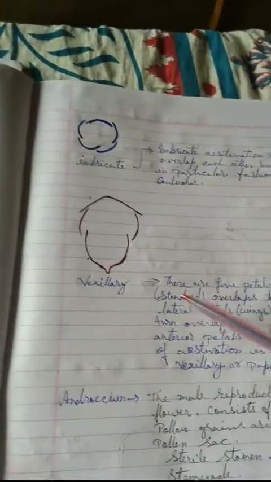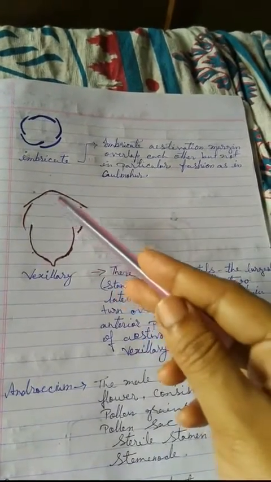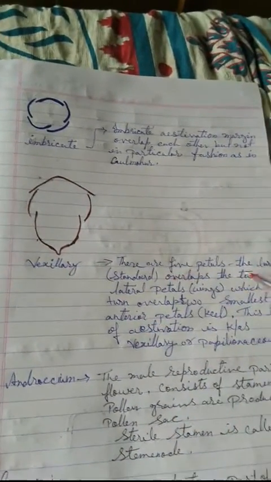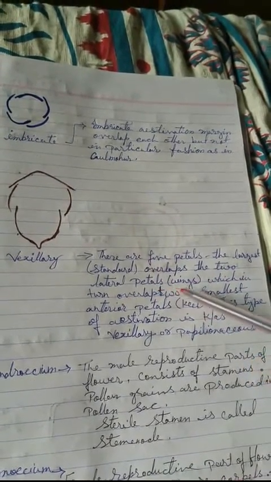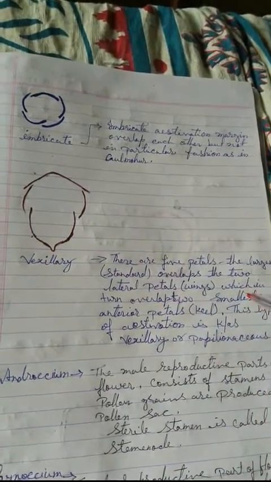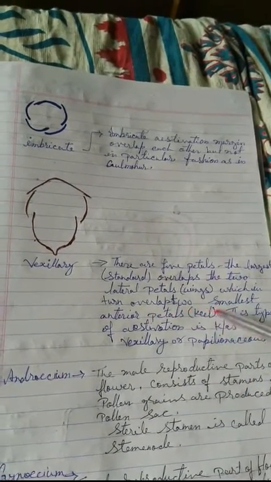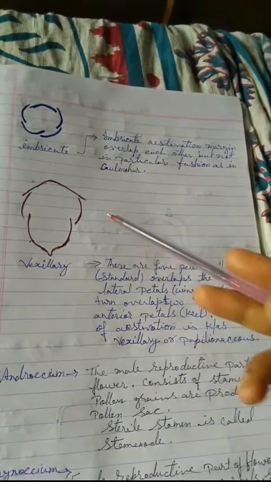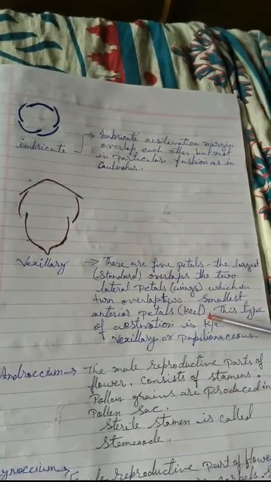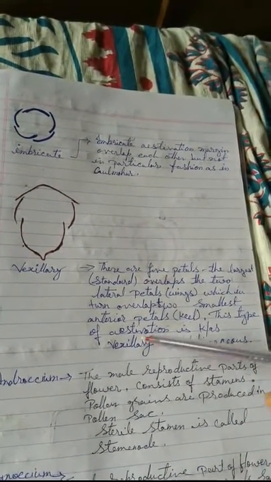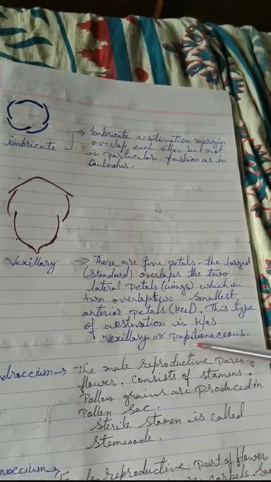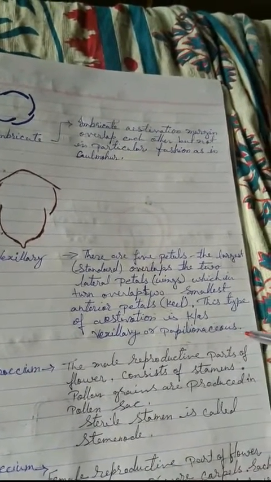Vexillary. There are 5 petals: 1, 2, 3, 4, 5. The largest petal overlaps the 2 lateral petals, wing-like petals, which in turn overlap the smallest anterior petals, like a keel. This type of aestivation is known as vexillary or papilionaceous.